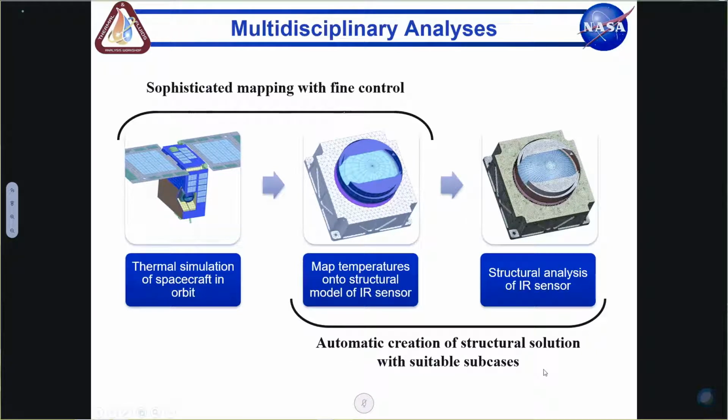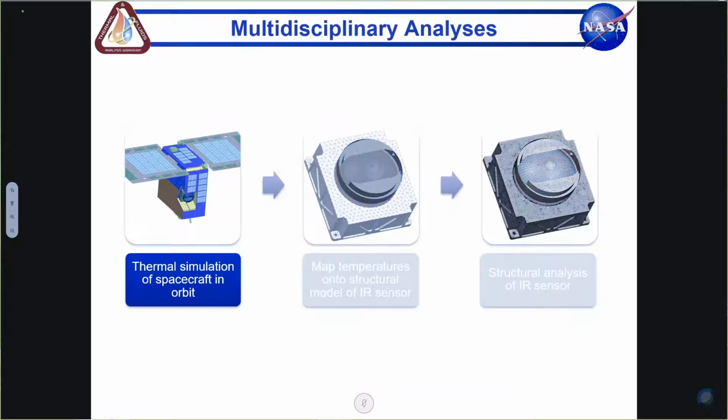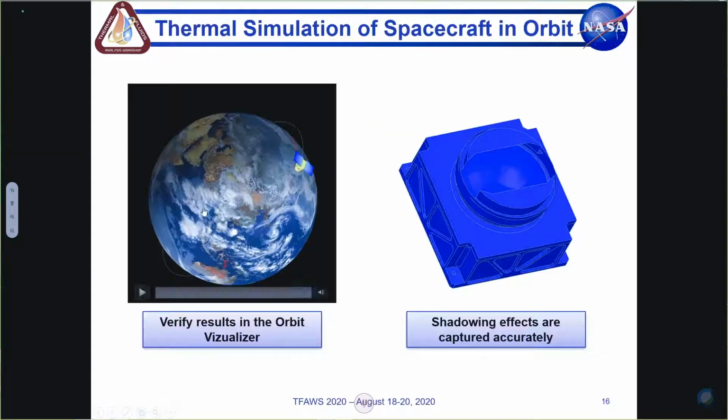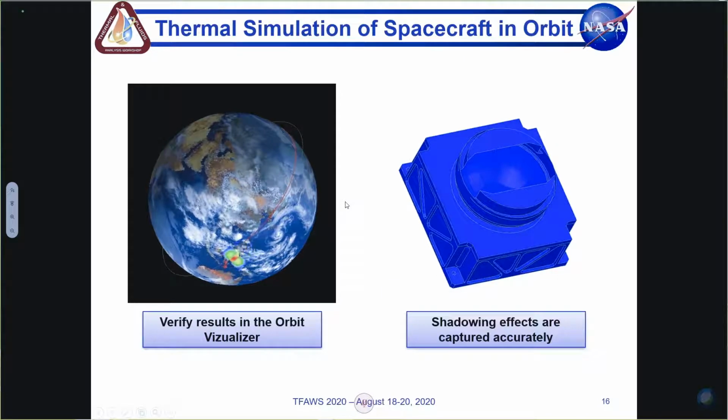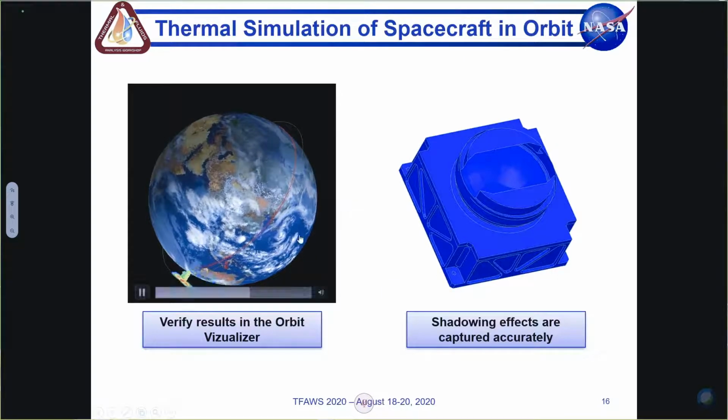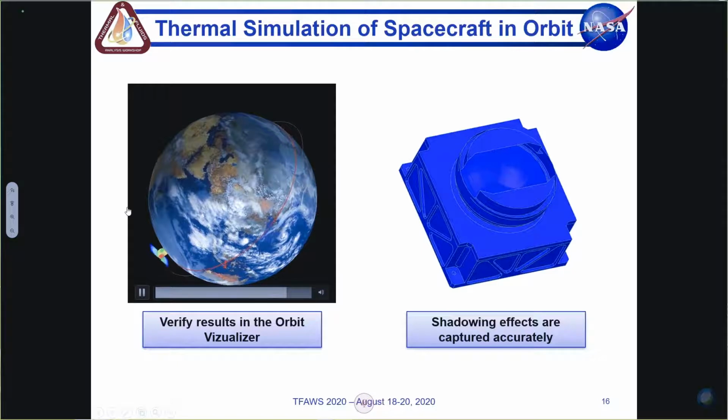And then, of course, when you have a structural model and you've got all these different temperatures at different time points, you have to create all these subcases. If you were to do this manually, it would be quite tedious. So what we actually do is create all of this automatically, basically creating a structural solution with the suitable subcases, and then all you have to do is put in the rest of the BCs and you're good to go. All right, so let's start with the first one.